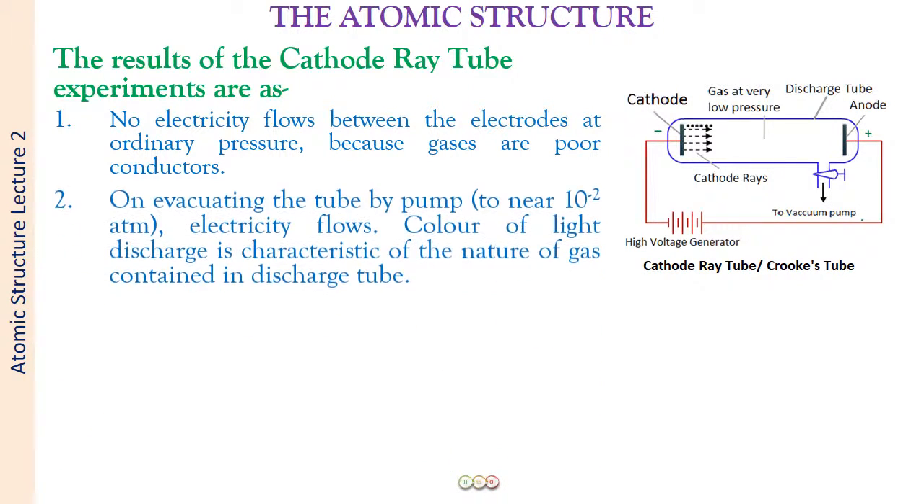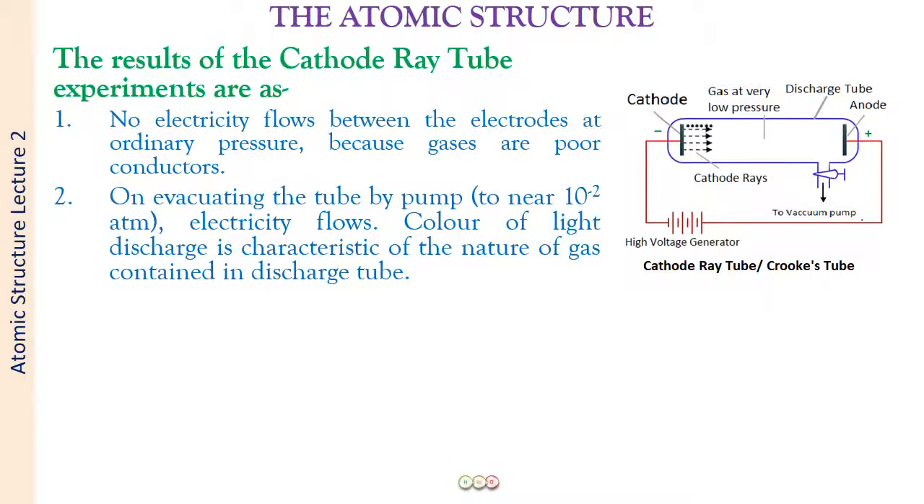conductors, right? And the second was that when pressure was reduced to about 10 power minus 2 atmosphere, at that time the electricity started flowing, plus a colored glow was observed in the tube. The color of the glow depended upon the nature of the gas taken in the discharge tube. For example, neon advertising tubes are based on this property and they give a reddish orange light.